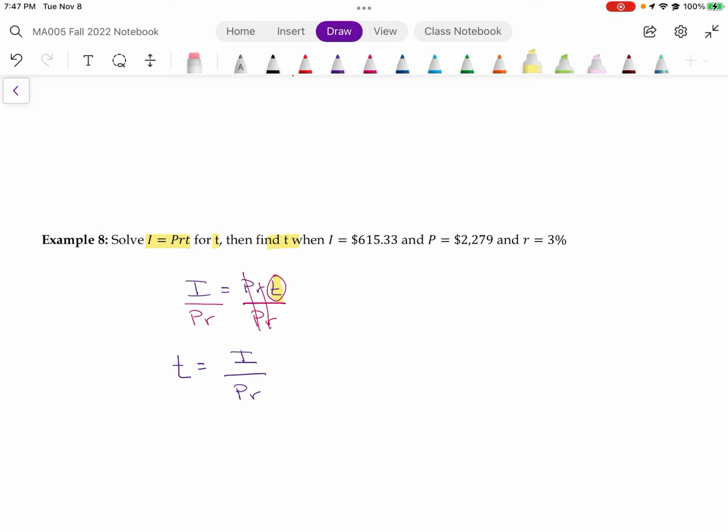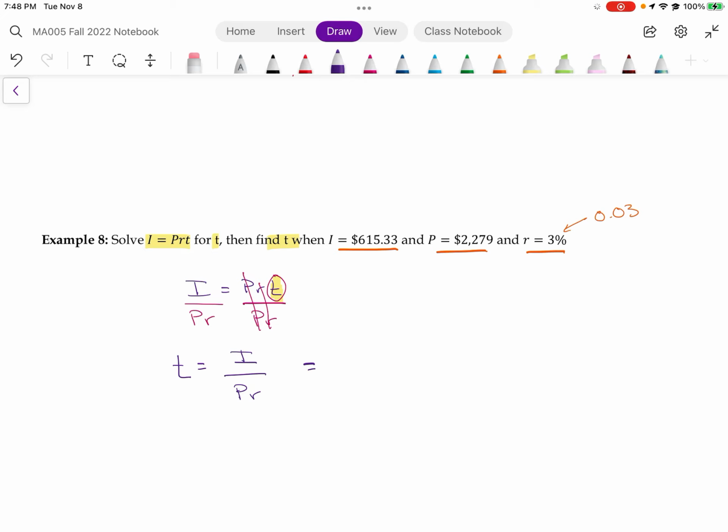We've already rearranged for it. I is 615, so here's our I, P, and R, all given. Now remember, R in the formula, what does it need to be? We need to convert this to 0.03, the decimal form of the percent. All right, so now let's just plug everything in.